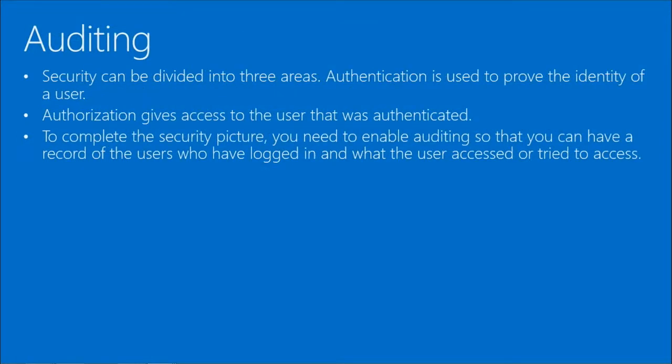So we've talked about printing. Now let's talk about auditing. Auditing is the ability to track what users and objects in the structure are doing.